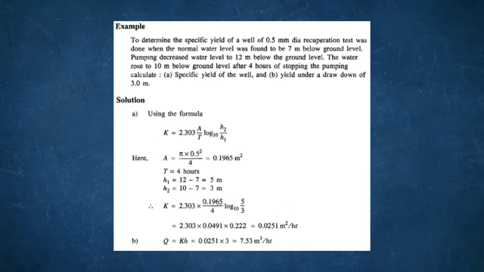And now the second question: yield under a drawdown of 3 meter. In that case, Q = K into H, where we got the K value in the first part. So K value is 0.0251 and H is given as 3. So the answer is 7.53 meter cube per hour.